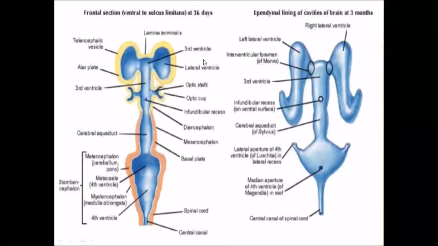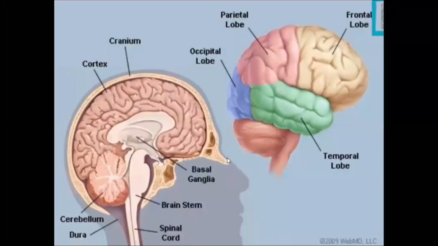This is a picture where you can clearly understand how the ventricular system develops. The lateral ventricles correspond to the telencephalon. The third ventricle develops from the diencephalon. The cerebral aqueduct develops from the mesencephalon. The upper part of the 4th ventricle develops from the metencephalon, whereas the lower part of the 4th ventricle develops from the myelencephalon. Thus the formation of the brain gets completed along with the ventricular system.